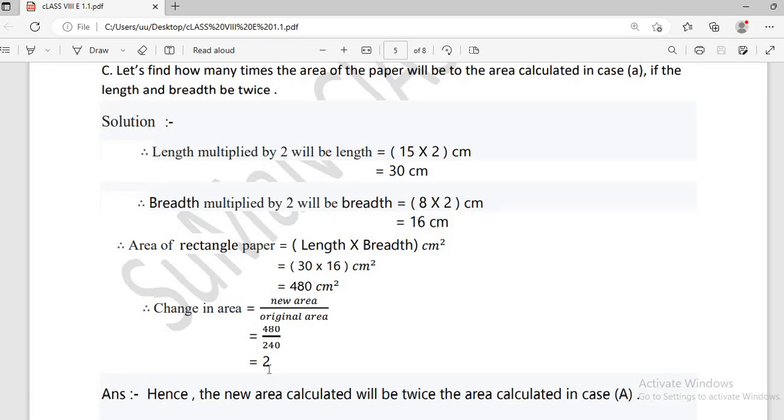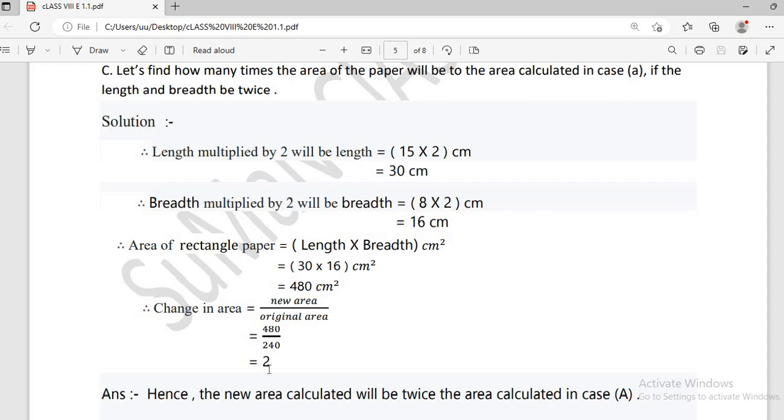Next question C. Let's find how many times our area of the paper will be to the area calculated in case A if the length and breadth will towards। মানে আমাদের বলেছে এখানে আমাদের দৈর্ঘ্য প্রস্থকে যদি আমরা দ্বিগুণ করি তাহলে আমাদের 1 নম্বর অঙ্কের থেকে মানে A নম্বর অঙ্কের সাথে কি পার্থক্য হবে। The length multiplication by 2 will be length is equal to 15 into 2 মানে 30 semi. The breadth multiplication by 2 will be breadth is equal to 8 into 2 is equal to 16 semi.